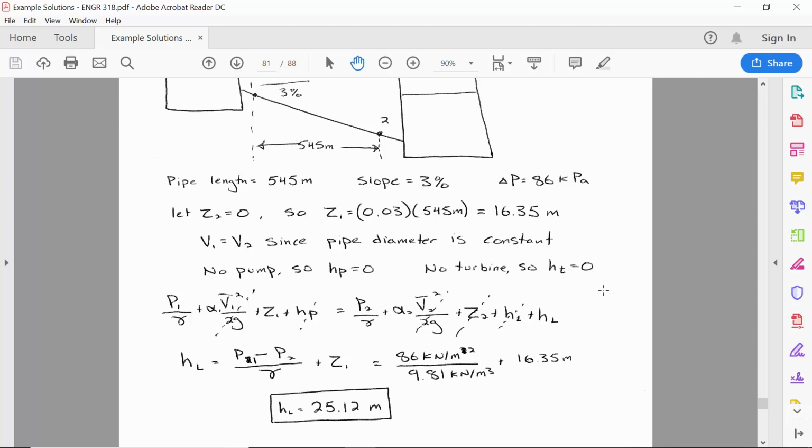All right, so the pressure changed. We observed the pressure change was 86 kilopascals. Some of that pressure change was due to the elevation difference, and some of the pressure change was due to head loss. Any questions about that?